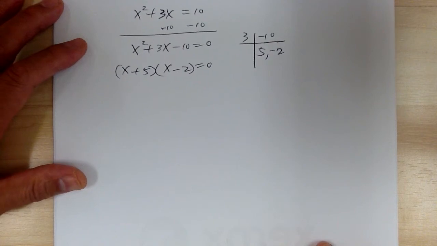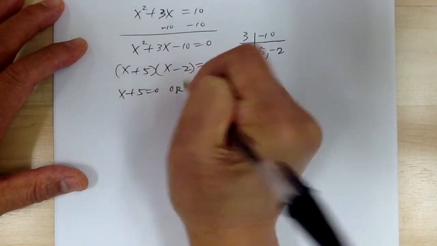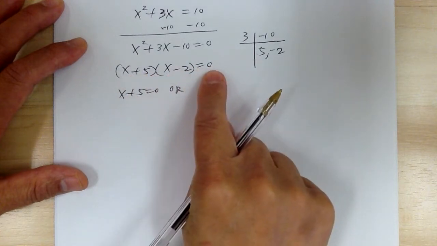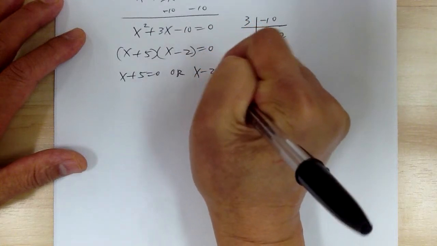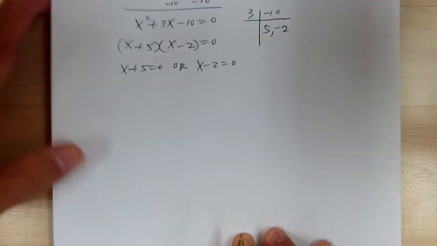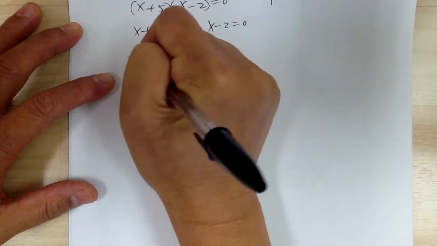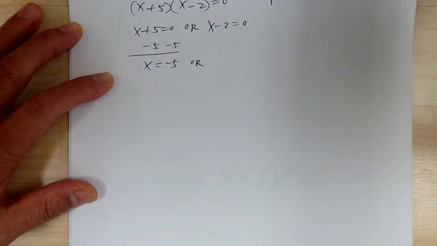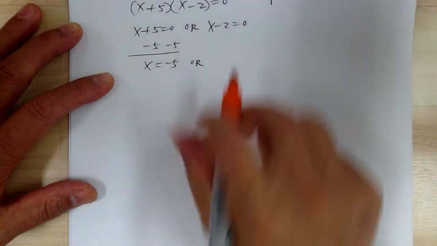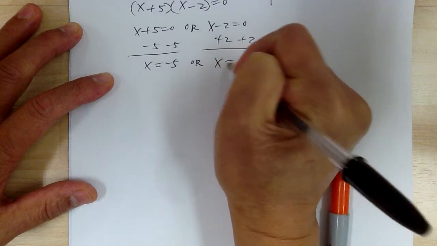Then you apply the zero factor property. You set each part equal to 0. Because you have something times something equal to 0. That means this has to equal 0 or this has to equal 0. So you set it equal to 0 and then you can solve. So you're going to minus 5 and minus 5. So you got x equal to negative 5. Now you have to be careful with this problem. Then you plus 2, so you got x equal to 2.